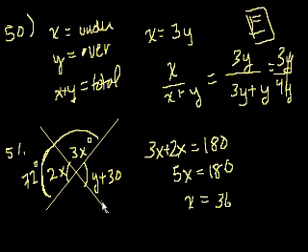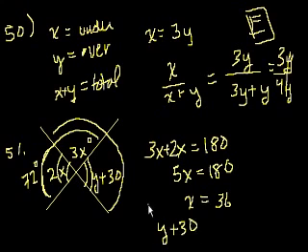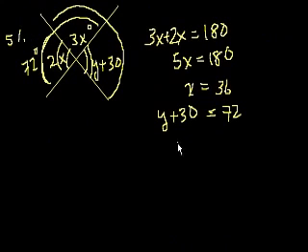You could say that this angle plus this angle have to equal 180. Either way, you could do it either way. But the easiest way is to say that this angle and this angle are equal because they're opposite angles. So we know that y plus 30 has to equal this angle, which equals 72. Subtract 30 from both sides, you get y is equal to 42 degrees, which is choice E.